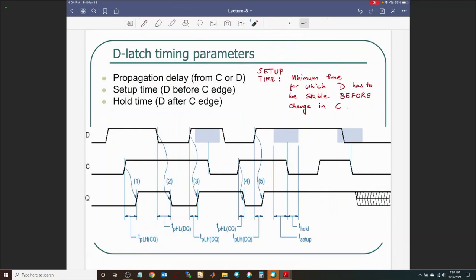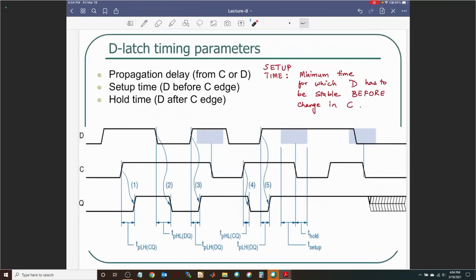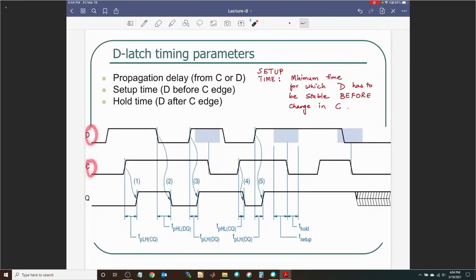Are we breaking setup time anywhere? We are indicating this timing window as the timing window for that change not to be done. You see over here, so the top input is D, then there is C. You have changed D and you have changed C after.